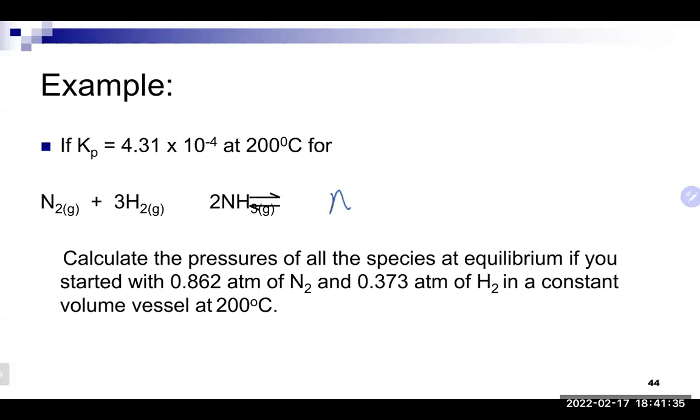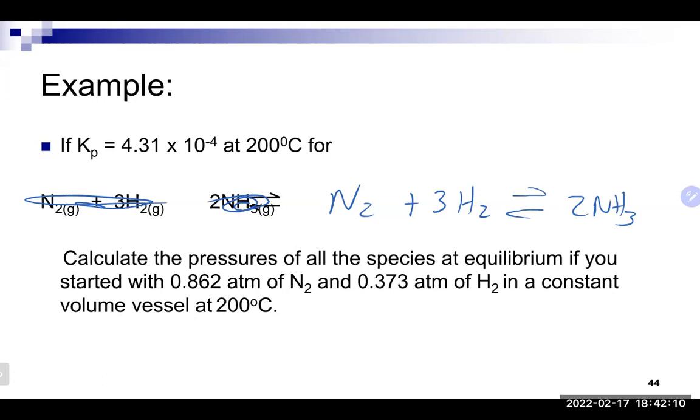All right, so let's do one more here to wrap it up for today. Let me rewrite the equations since things got moved. The Kp in this case is 4.3 times 10 to the minus 4. We want to calculate the pressures of everybody at equilibrium, if you start with 0.862 atmospheres of N2, 0.373 atmospheres of H2 in a constant volume vessel at 200 degrees. By the way, temperature really has nothing to do with any of these calculations in most cases if you're doing an ICE table.